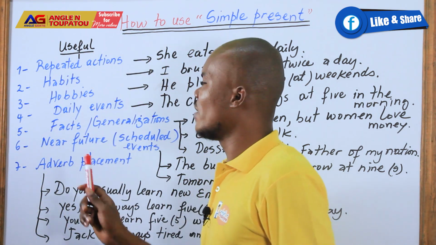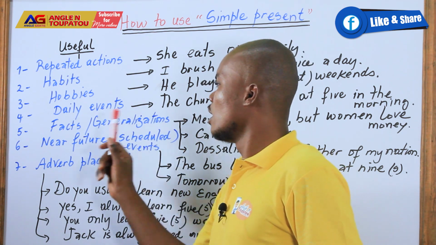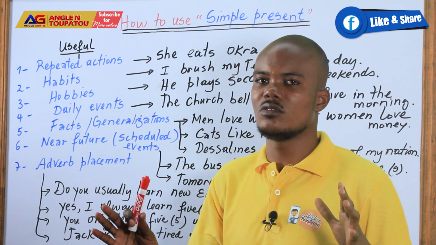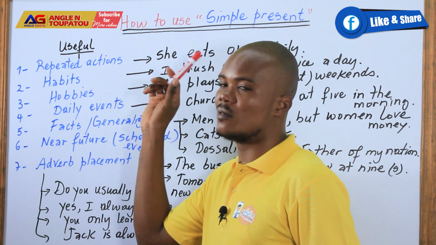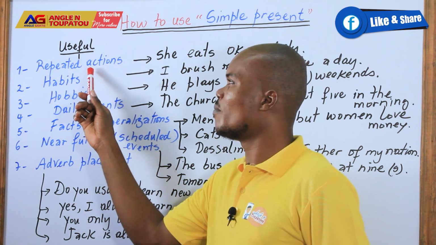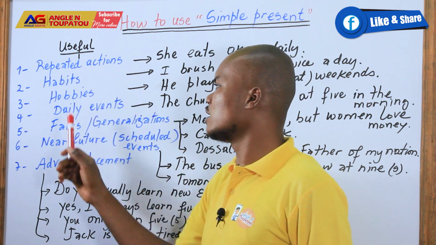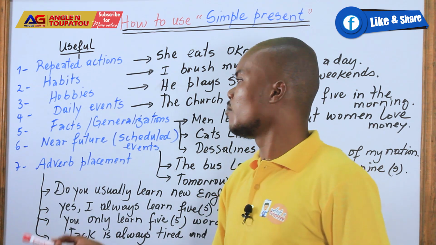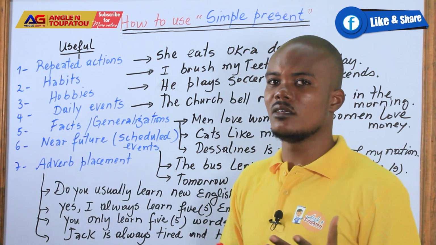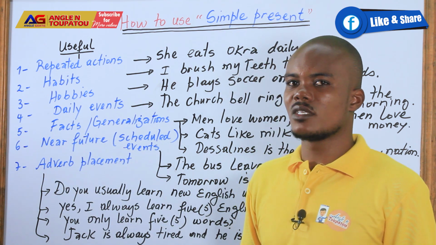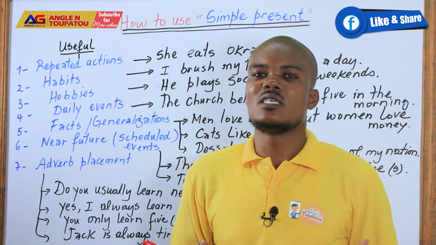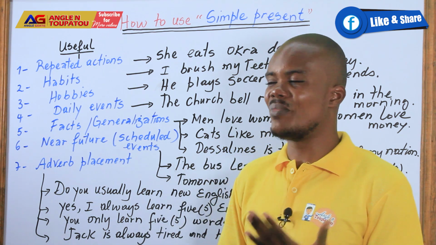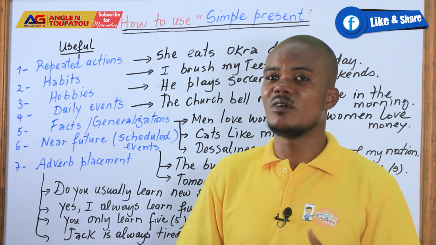And after, we have facts, generalizations. Facts means something which is true. When you're talking about simple present tense, you can speak about repeated actions and also facts in general. I'm talking about things that are true. If I say all women have two breasts, this is a fact.